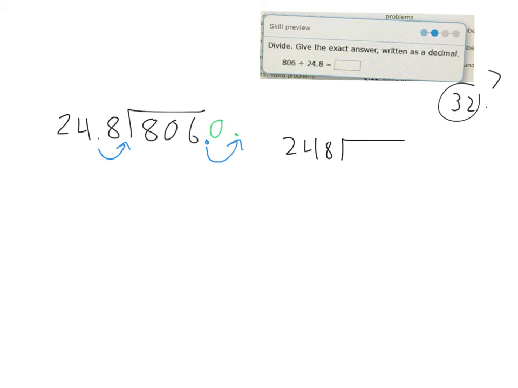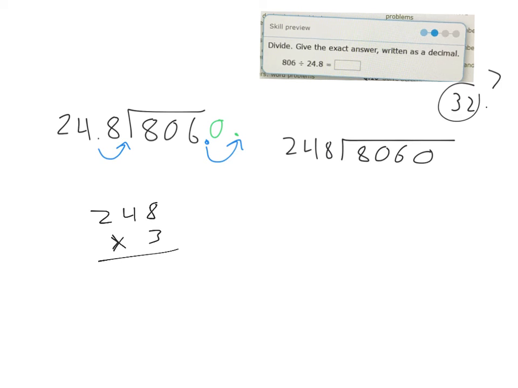248 into 8,060. It's a little hard for me to think about. Might have to do some extra work over here, but let's try and work our way through. How many 248s can I take out of, I'm just going to write 806. I'm guessing 2 or 3. I'm thinking 3. Let's try it over here on the side and see what 248 times 3 is.